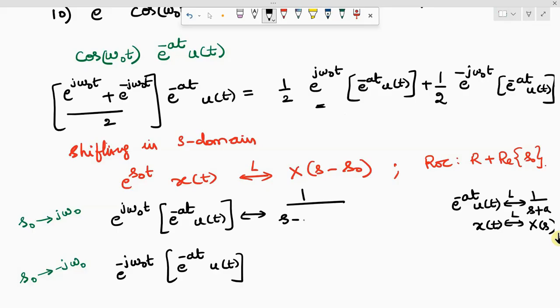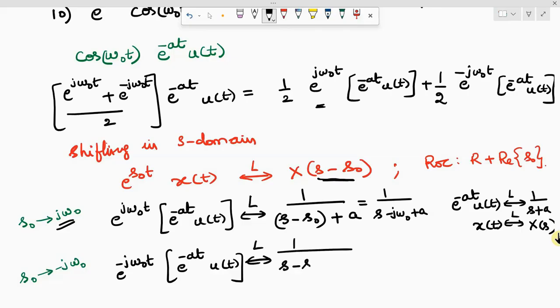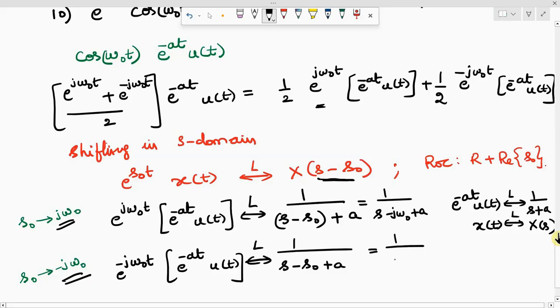1 by s plus a minus j omega naught. I'll do one thing: I'll blindly replace that first. 1 by s plus a is x of s. In place of s, you need to replace s minus s naught. So I'll be writing like this. What is s naught here? j omega naught. So 1 by s minus j omega naught plus a. Similarly, this is 1 by s minus s naught plus a, but here s naught is minus j omega naught. So 1 by s, minus of minus becomes plus j omega naught, plus a.